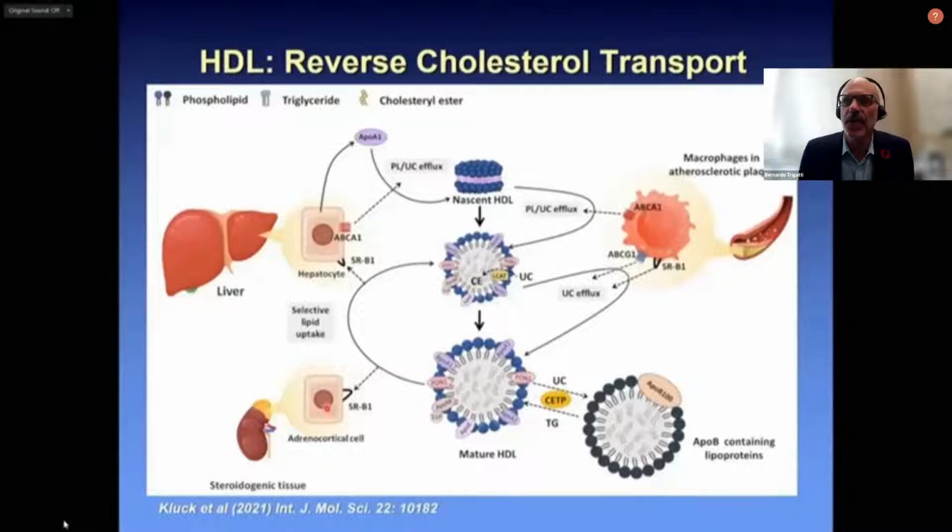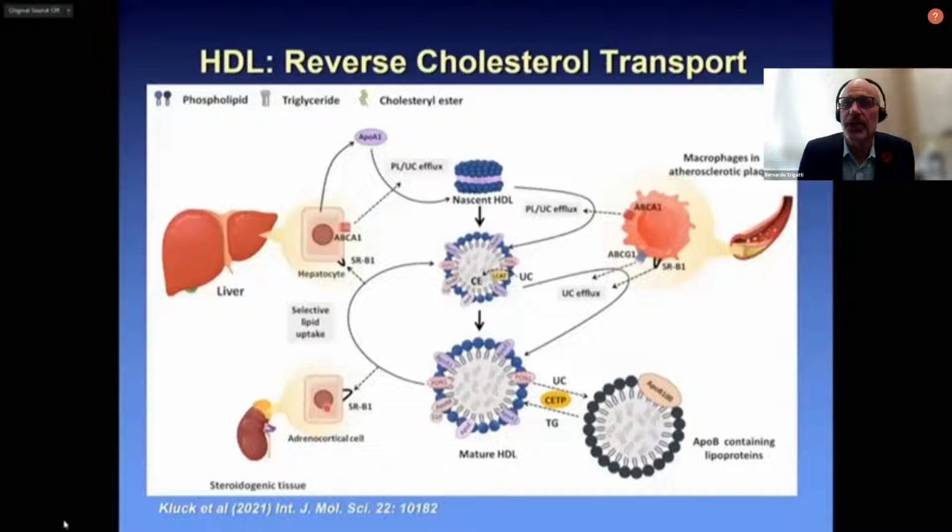These can interact with cells, including macrophage foam cells in the artery wall, and stimulate the further efflux of unesterified cholesterol and phospholipid from these foam cells. These become associated with the nascent HDL particles, and the unesterified cholesterol can be converted to cholesterol esters through the actions of an enzyme called LCAT, lecithin cholesterol acyltransferase. The cholesterol ester, being much more hydrophobic, enters the core of the lipoprotein particle and forces the lipoprotein from a discoidal into a spherical shape as the HDL matures.